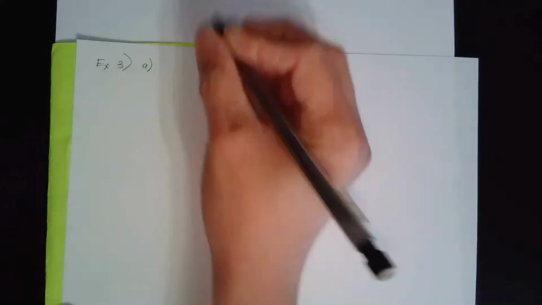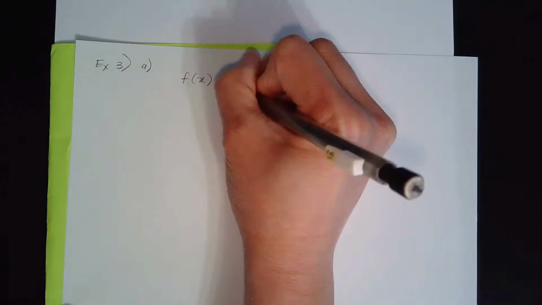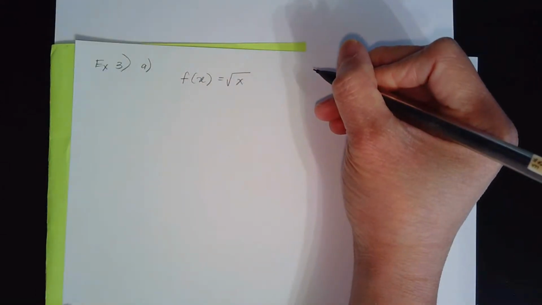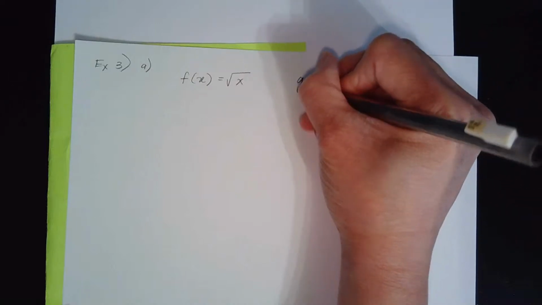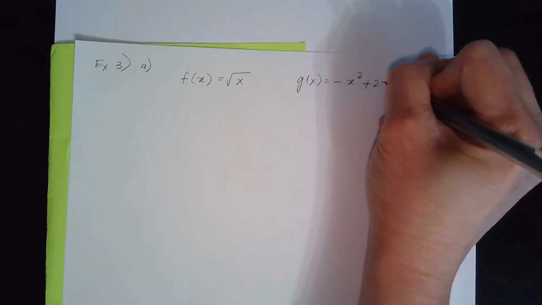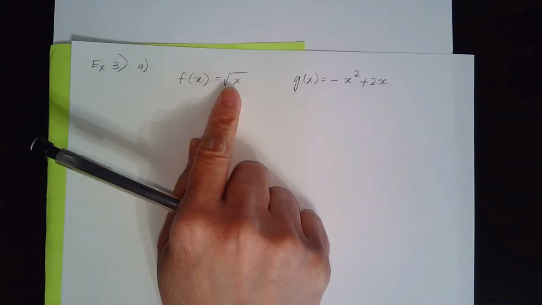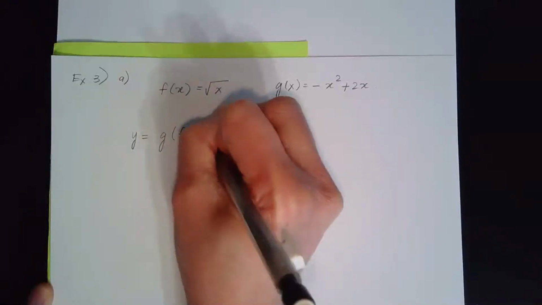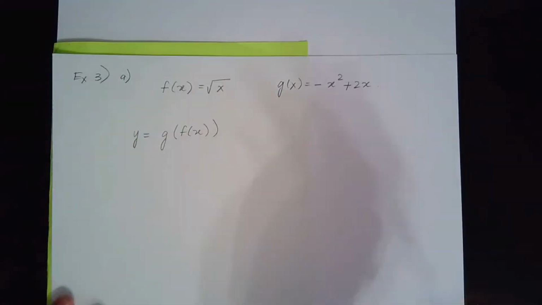And let's do 3a. I'm just going to write down f of x is equal to square root of x, and the other one is g of x is equal to negative x squared plus 2x. Just want to make sure: root of x and negative x squared plus 2x, of f of x. Write down the explicit form.